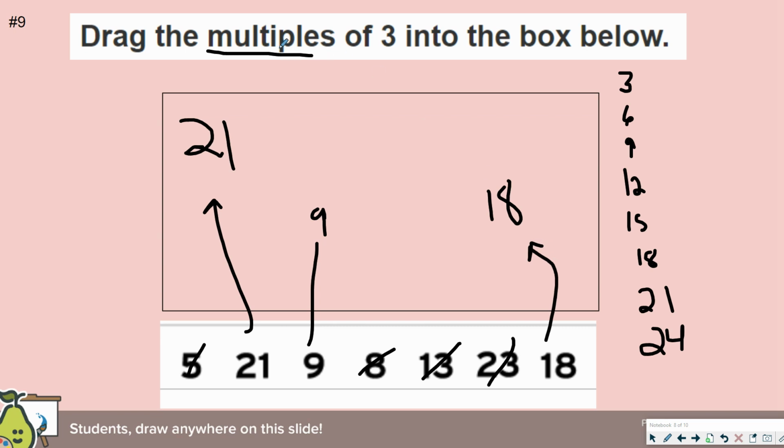So you need to be thinking about multiples, skip counting. 3, 6, 9, 12. This is also the answer to 3 times 1, the answer to 3 times 2, 3 times 3, 3 times 4, because I'm going in order. Okay.